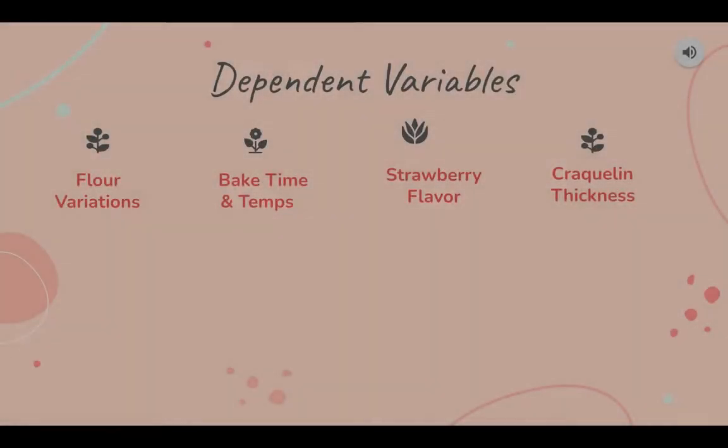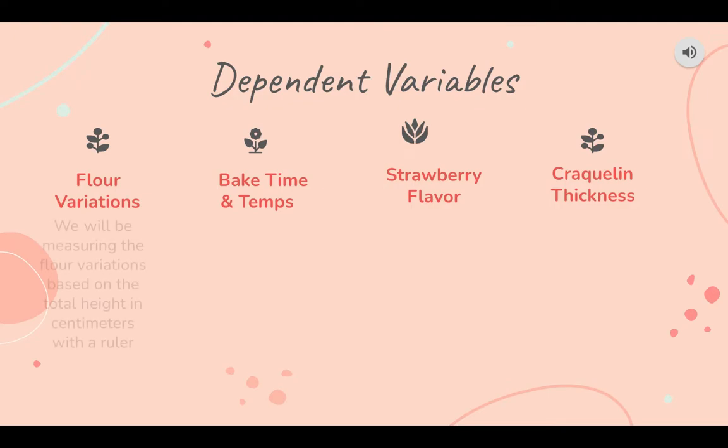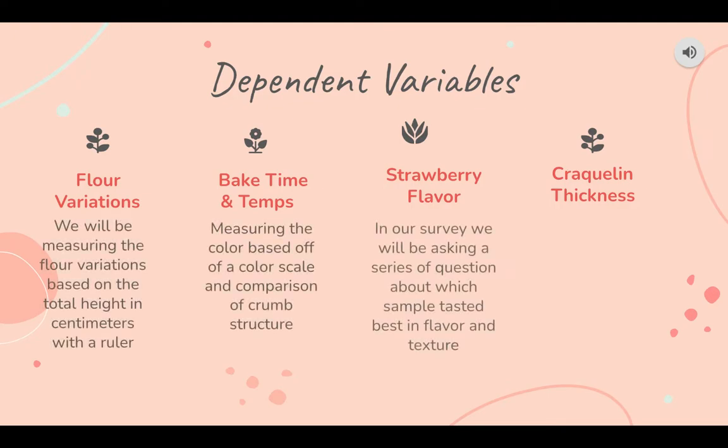Dependent variables. For our flour variations, we will be measuring based on the total height in centimeters with a ruler. For our bake times and temps, we will be measuring the color based off of a color scale, and we will be comparing the crumb structure based off of pictures. Strawberry flavoring. In our survey, we will be asking a series of questions about which sample tasted the best in flavor and texture. Crackling thickness. In this survey, we will be asking which crackling texture they enjoyed the most.